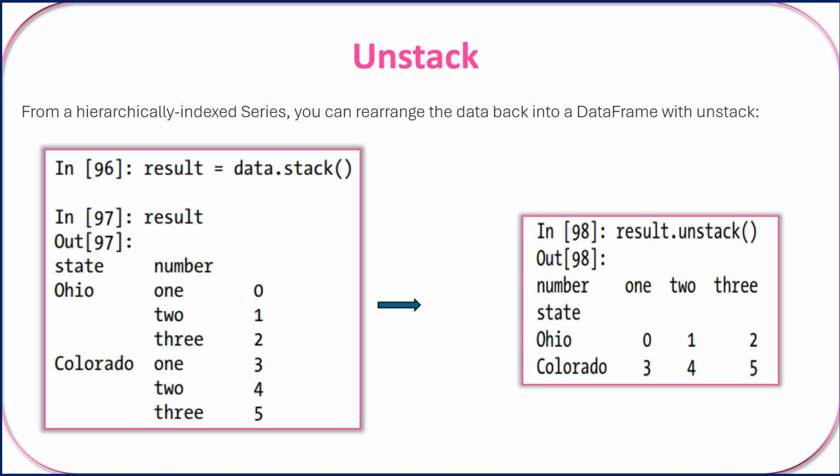Let us check the unstacking part. So this is my stacked value. Now I have to do the unstacking part. Whatever is available in the row will be moved to the column. So here I give unstack. So it is 1, 2 and 3, obviously the same 0, 1, 2 and 3, 4, 5.